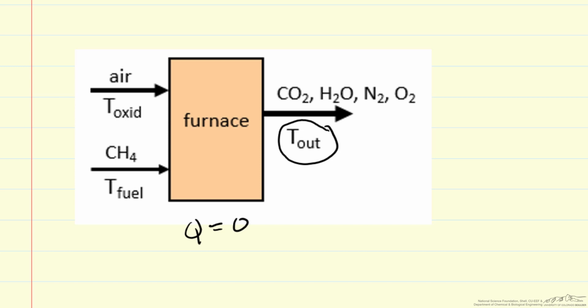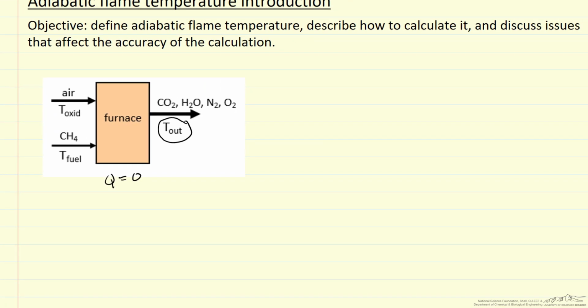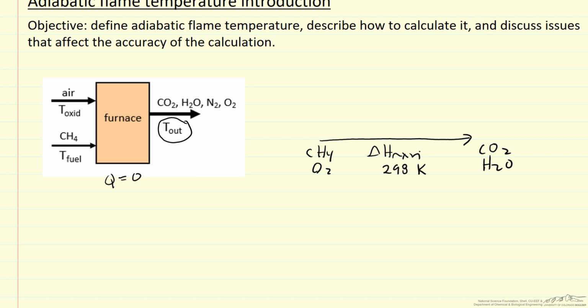Then the temperature of the products leaving, this is the adiabatic flame temperature. And we calculate it from an energy balance. And conceptually, let's look at it this way. The heat of reaction, where we go from methane and oxygen to form CO2 and water, is typically available at 298 because we calculate from heat of formation and tables are present at 298.